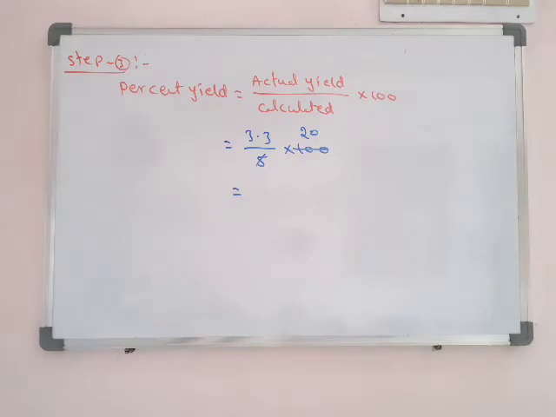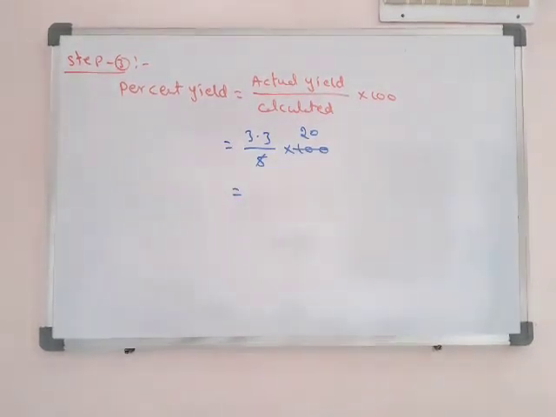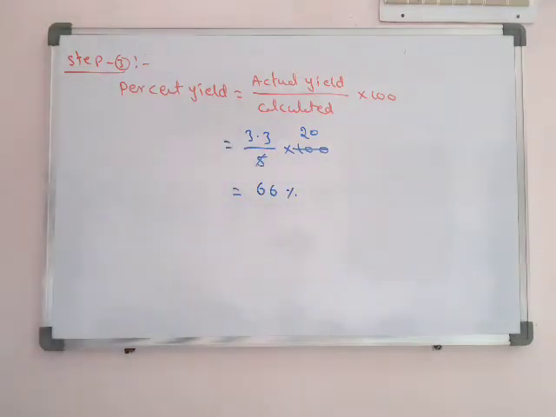Just wait. Okay, that is 66%. It's a very small amount of MgO formed. So let's take one more problem.